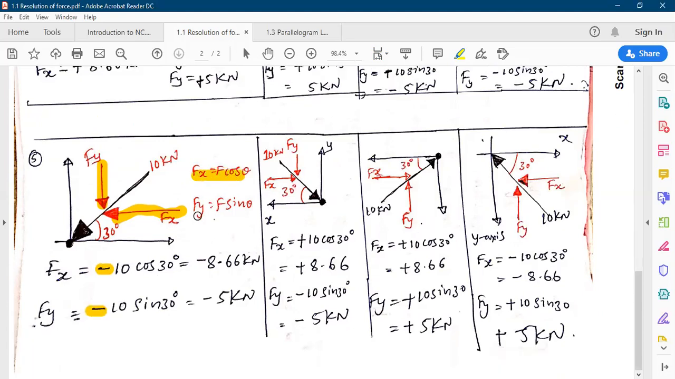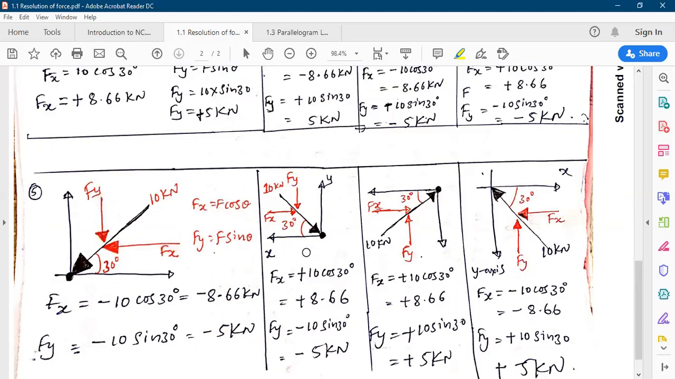Fx is equal to F cos theta and Fy is equal to F sin theta, with the regular formulas. So we can write the x component of the force Fx as minus 10 cos 30. The answer will become minus 8.66. Similarly, minus 10 sin 30 is also minus 5 kilonewton. So with a few more examples, we can understand the x component and y component.